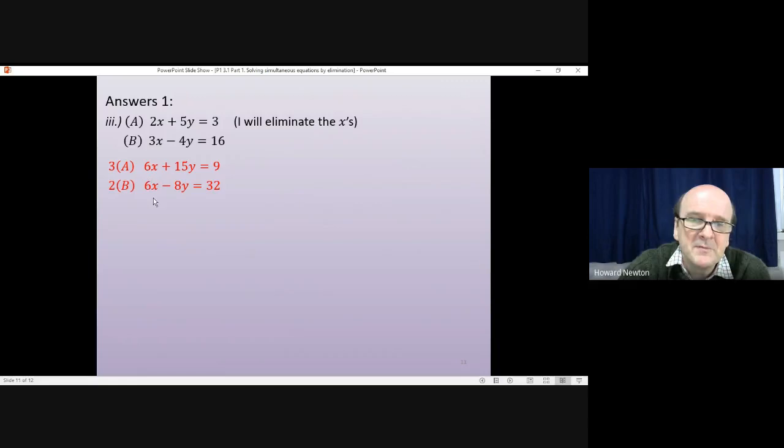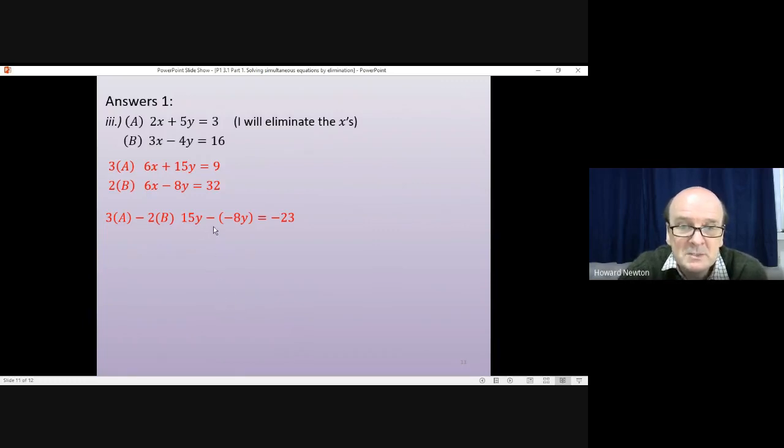Now we've got the same number of x's in both equations. They're both plus 6x and plus 6x. That means I need to do one equation, take away the other. I'll do 3a take away 2b. The x's cancel each other out. With the y's, I'll get 15y take away minus 8y. And with the number, I've got 9 take away 32, which is minus 23.